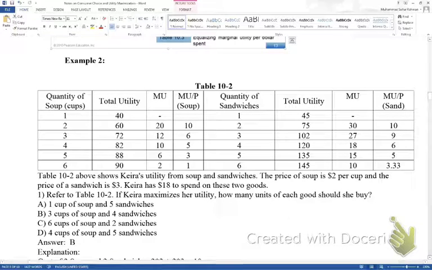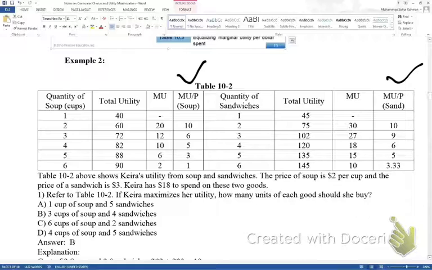Let's just glance over the table. So the first column that we're looking at is the number of cups of soup that you buy, the total utility, marginal utility per dollar on soup. Then you have marginal utility per dollar on sandwiches. So basically, when we are carrying out our analysis, we are looking at these 2 columns, column number 4 and column number 8.